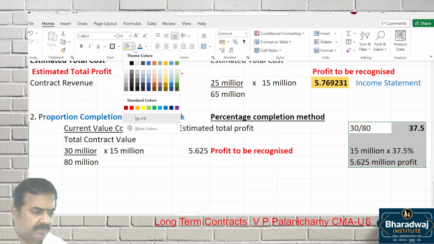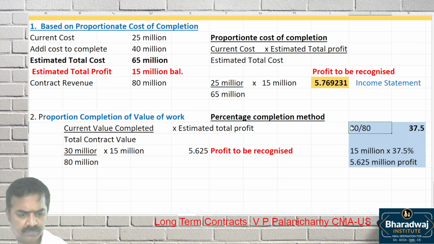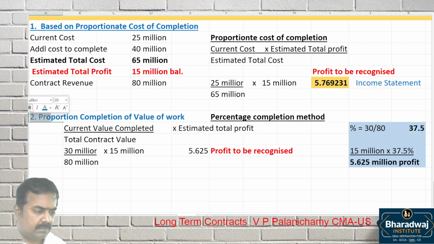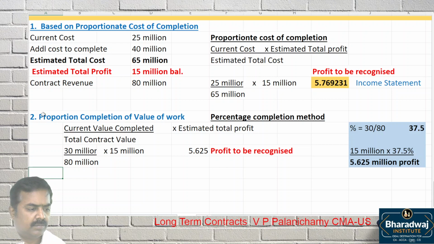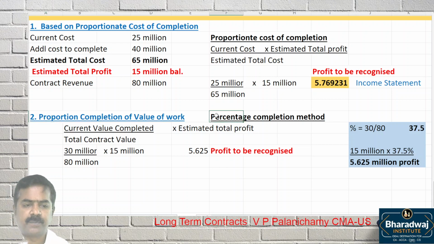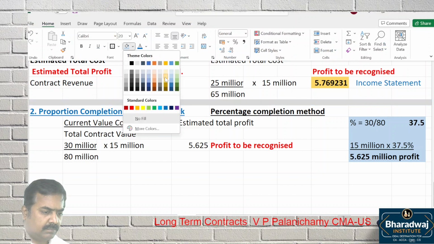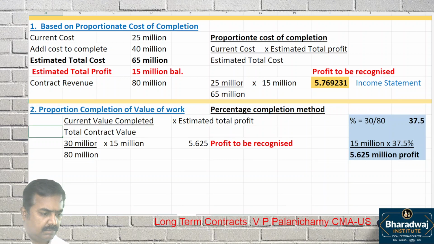It's an alternative way of looking at it. 30 out of 80 is complete, 37.5% complete. So 15 million into 37.5%, we'll recognize what? 5.625 million of profit. This is the second method. Proportionate completion of value of work, otherwise known as which method? Percentage completion method. See, these are the two methods which are widely used in US. As per GAAP as well as IFRS, these are the two methods which are widely used. Third method is rarely used. We'll come to that later.